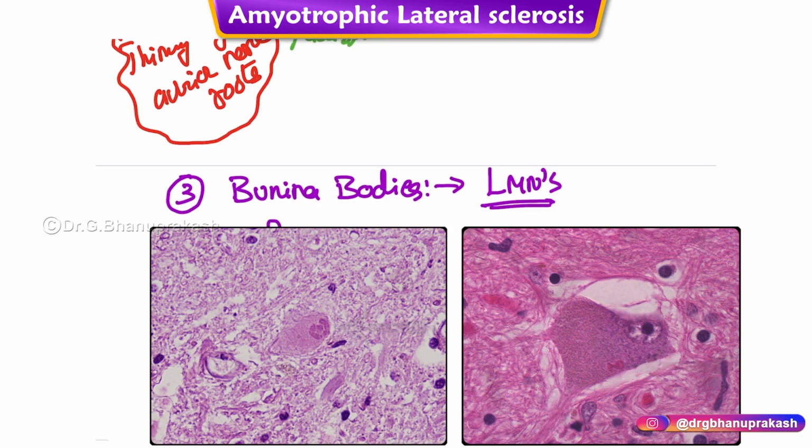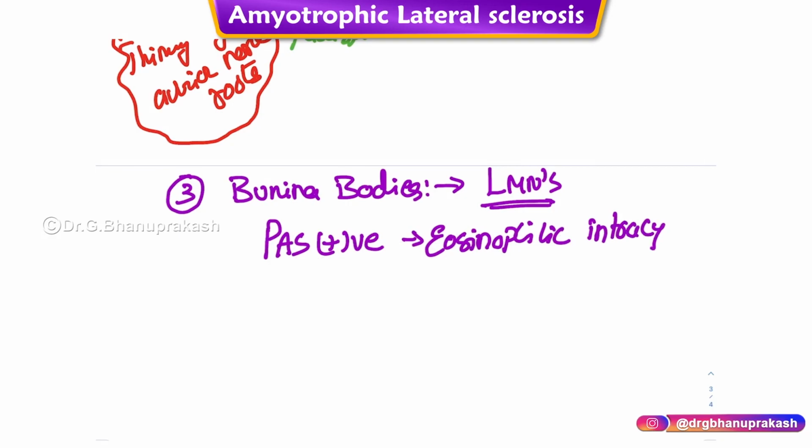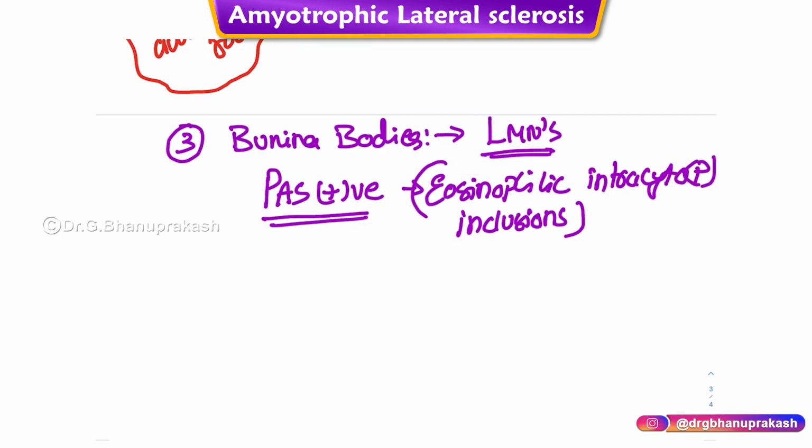PAS, periodic acid Schiff positive, eosinophilic intracytoplasmic inclusions. What are they? These are nothing but eosinophilic intracytoplasmic inclusions, which are PAS positive, meaning periodic acid Schiff positive. And so these are thought to represent autophagic vacuole remnants, we can say that.